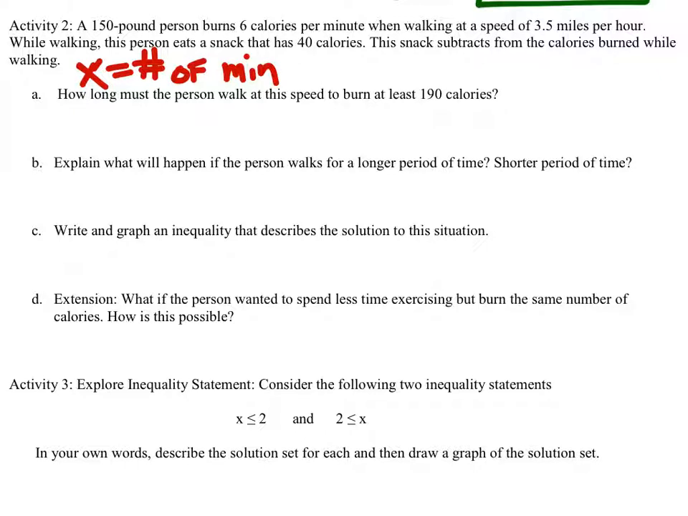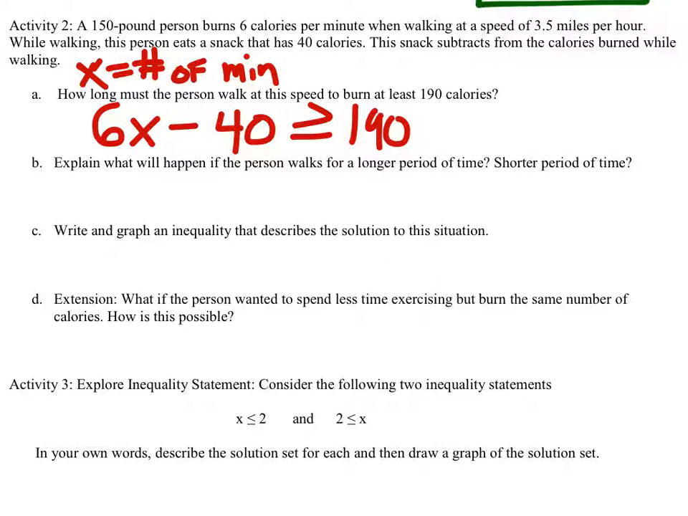And we're going to say that for every minute, they're burning 6 calories. Now, while they walk, they're going to eat a snack, so we have to take out 40 calories. And we want to burn at least 190, so this needs to be greater than or equal to 190 calories. That's how many calories we're burning, 6x minus 40, compared to how many we want to burn, 190. So that's the inequality.